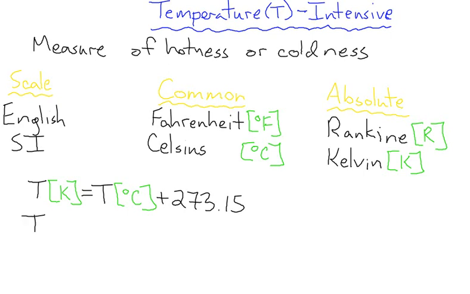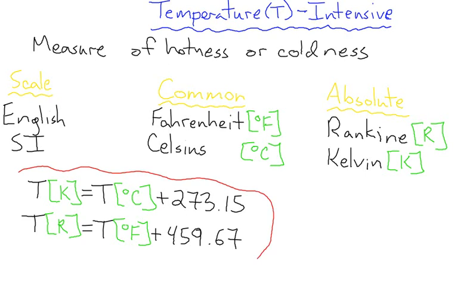The relationship for Rankine to Fahrenheit is just going to be temperature in Rankine is equal to the temperature in degrees Fahrenheit plus 459.67. These equations are located in your textbook as equation 1.6 and 1.7.